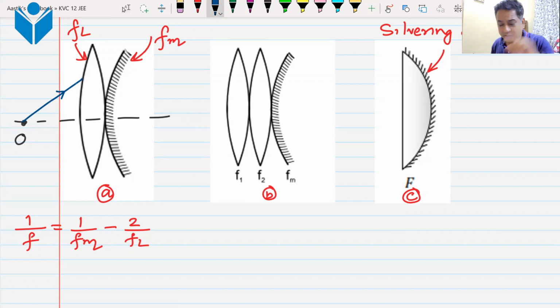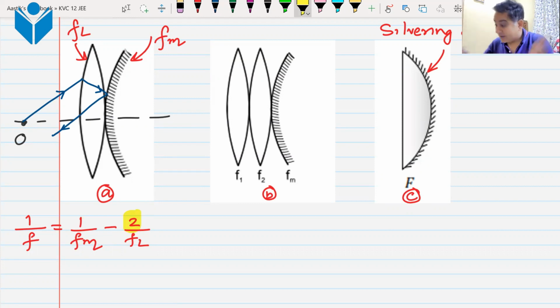It would be refracted once. Then it will be falling on this mirror and reflected once. But then again, it would be refracted. So it will be refracted twice by the lens and reflected one time. And therefore, we have this 2 coming in the formula. Do we understand this? Yes or no?